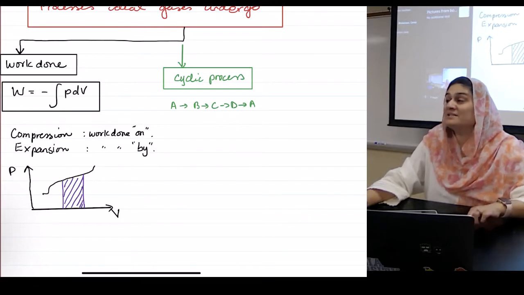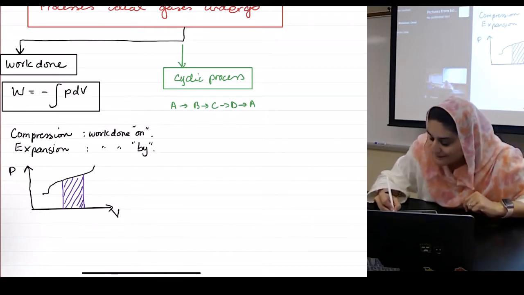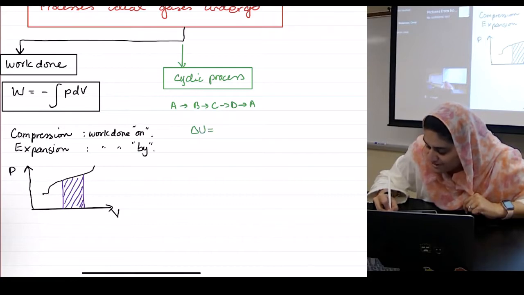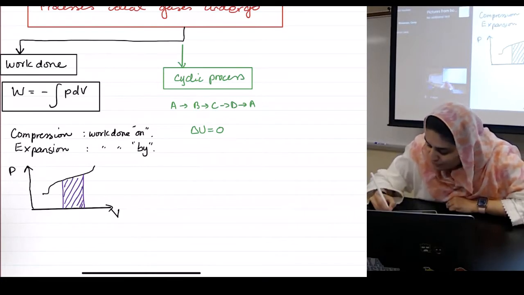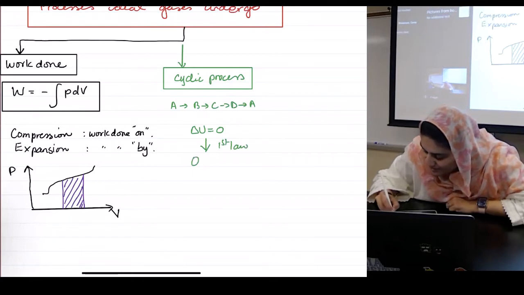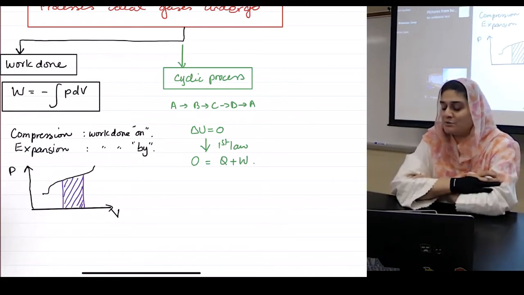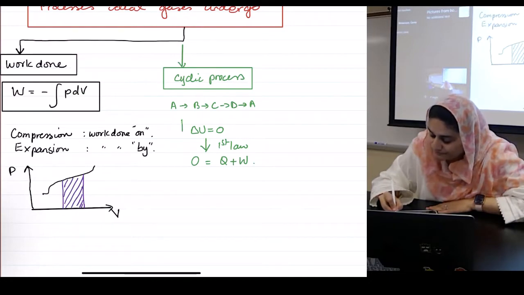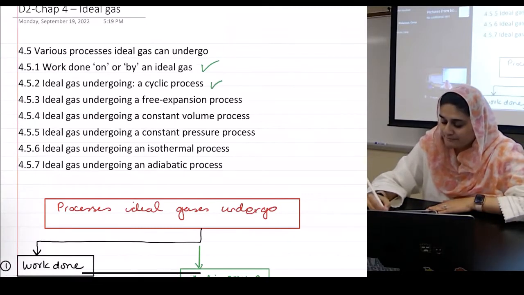Must its temperature be the same? Must its volume be the same? Must its pressure be the same? Right? So can I then say delta U must be 0 for a cyclic process? So if this is true, does the first law of thermodynamics say 0 equals Q plus W? So in a complete cycle, delta U must be 0. Number 2 done.